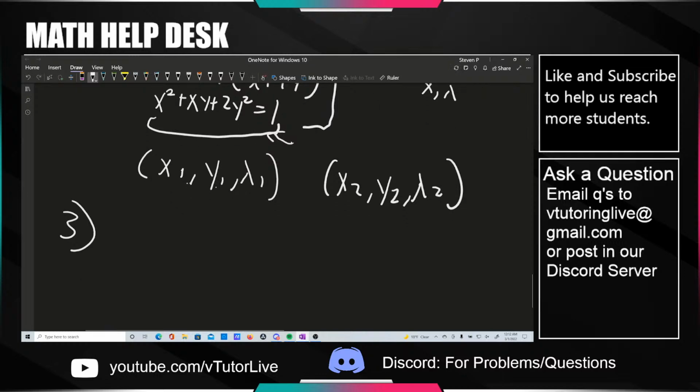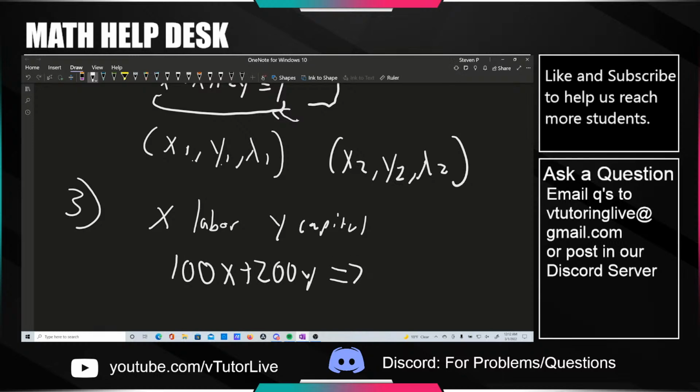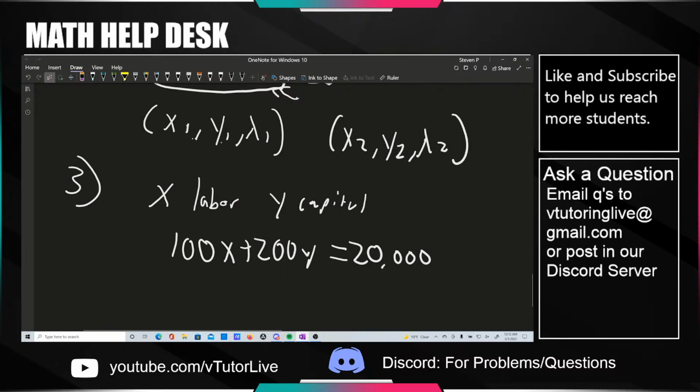So at this point, it's basically the exact same idea, so we're just going to go through the setup again. The idea is x is labor and y is capital. I believe they're saying 100x plus 200y is equal to 20,000 is our constraint. So this is g of x and y.